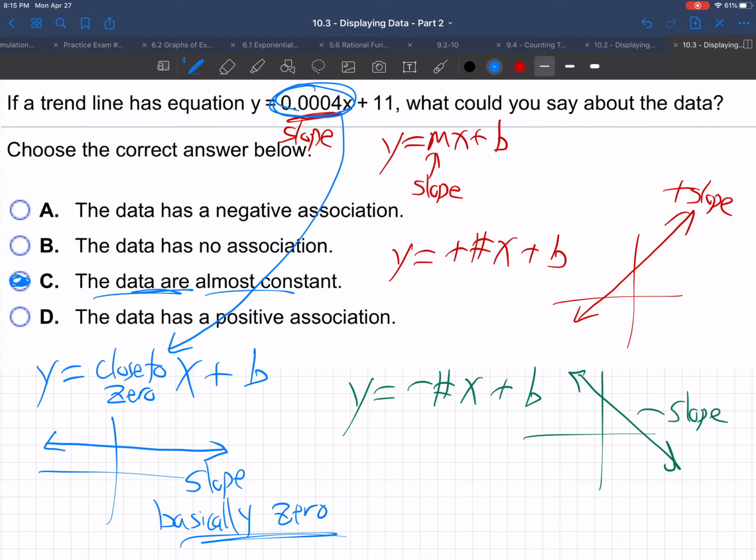The data are almost constant, meaning the dots are at the same height. Whatever the y height, as x goes to the right, the dots stay at the same height. They don't go up, they don't go down. They go up very, very little. It's positive, but it's so little. It's basically 0. They're not really going up.